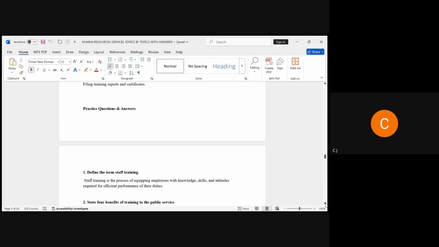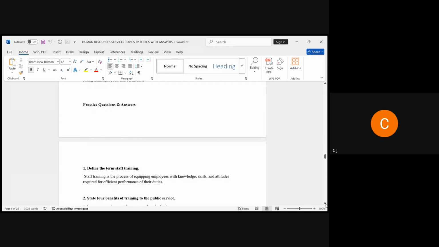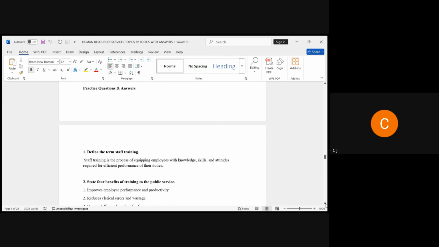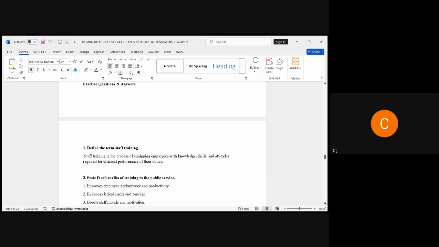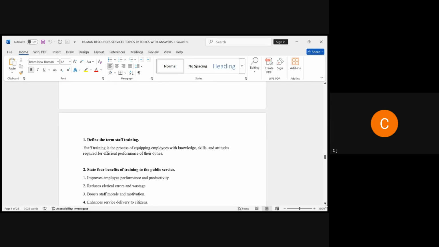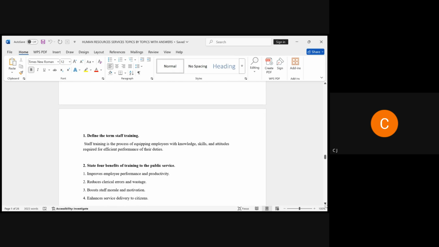State 4 benefits of training to the public service. The first benefit, improves employees' performance and productivity. Reduces clerical errors and wastage. Boosts staff morale and motivation. Enhances service delivery to citizens.